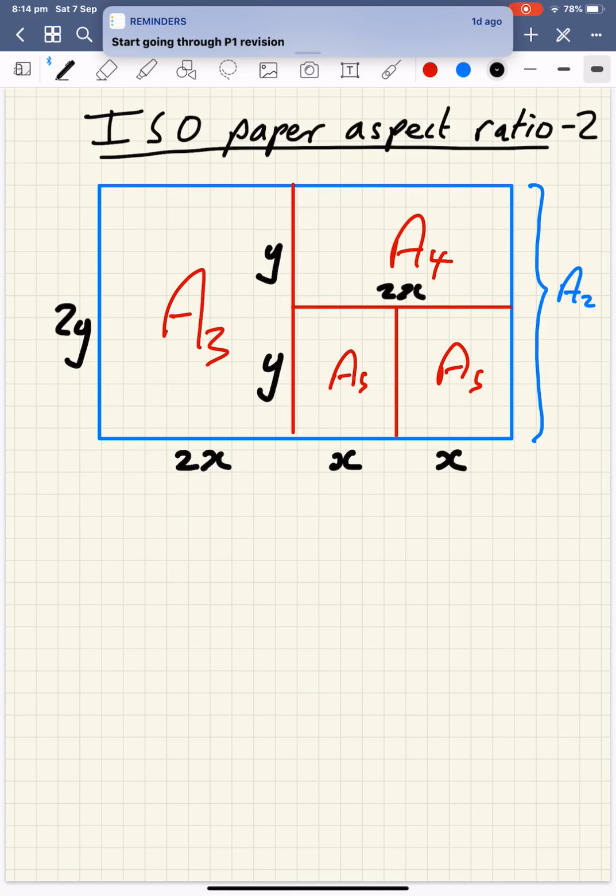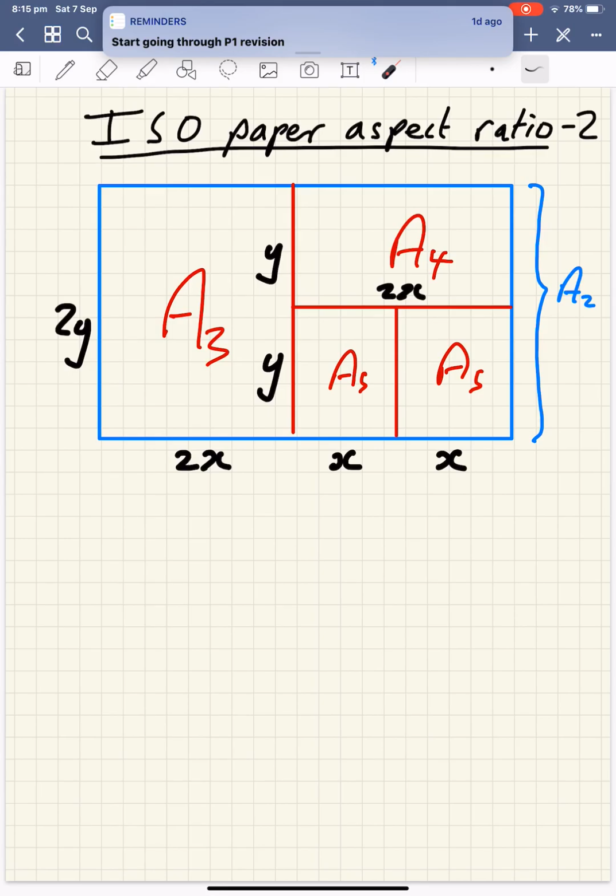And we can see that the area of the A5 sheet of paper, just to check, is going to be Y times X. We can see the area of the A4 sheet of paper is 2Y times X, so it's double the area of the A5 sheet of paper, and the area of the A3 sheet of paper is 2x times 2y, which is 4yx, and so it's 4 times the A5 sheet of paper. So that all seems to agree.